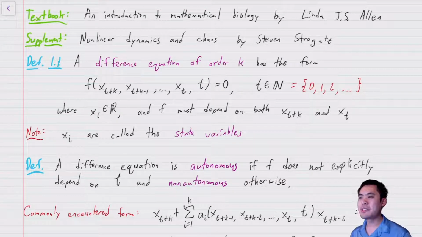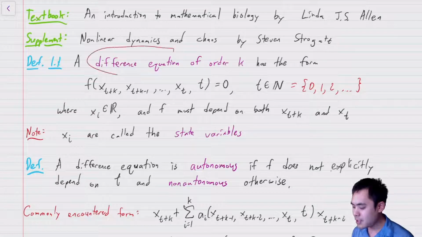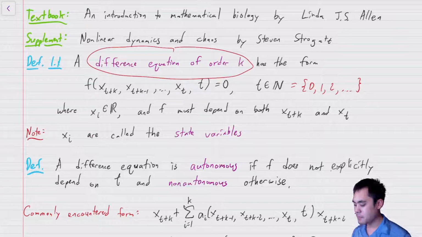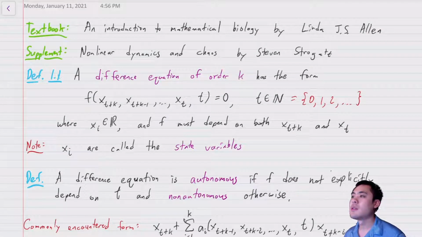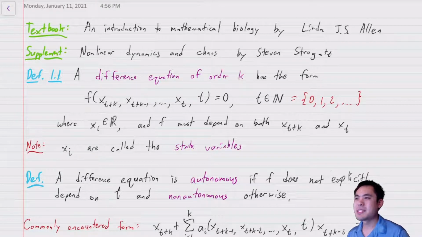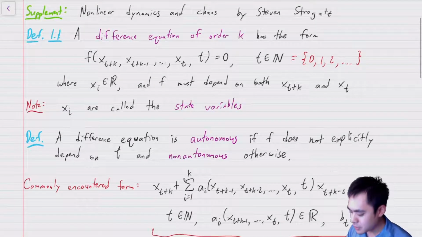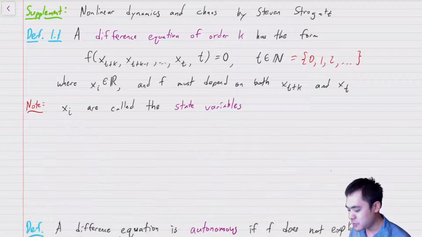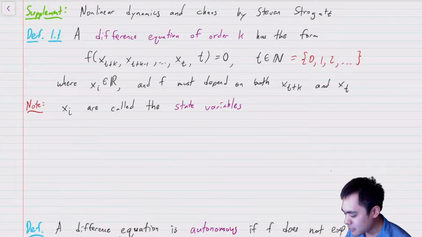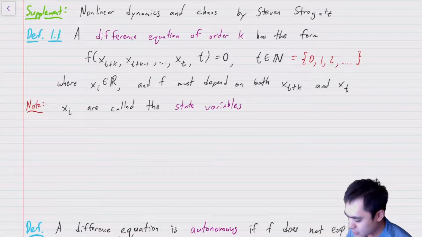We defined a difference equation of order k pretty generally. We said that it's just some arbitrary function of the state variables, and setting that function to 0. An arbitrary function of both the state variables and our time variable, which is set to 0. For example, let's write out a concrete example of some function that might fit that. So let's give an example here.